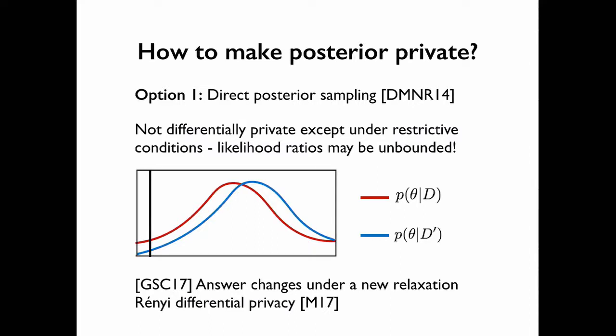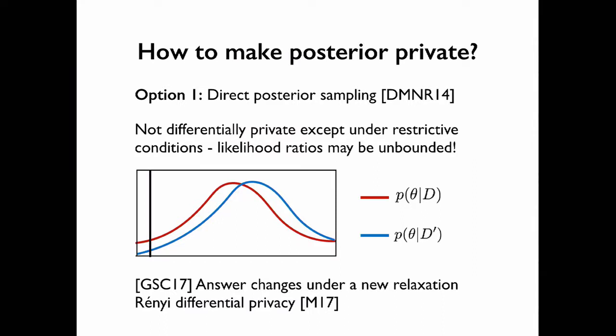And the reason why this happens is that in many cases, the likelihood ratios, when you change one record, could become unbounded, right? So just to give you a pictorial representation, here the red and blue curves are the posteriors when you change one person's value, and if you look at the black vertical line on the tail, you see that the ratios are actually quite high over there. This happens for quite a few common distributions, okay?